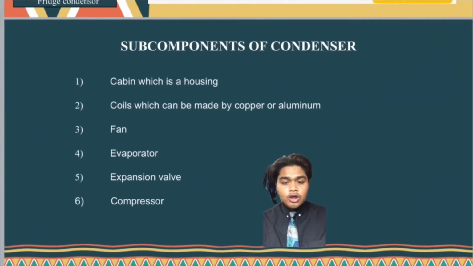Next are the subcomponents of condensers. A cabin is a housing for other parts. The coil can be made of copper or aluminium, and a compressor increases pressure, and a fan's job is flowing air into the coils. The coils can be of copper or aluminium, and it's better to be aluminium so heat can be transferred better and faster. The fan is an essential part too. Its job is to circulate air flow across the coils. This makes the heat transfer and cooling process better and faster.